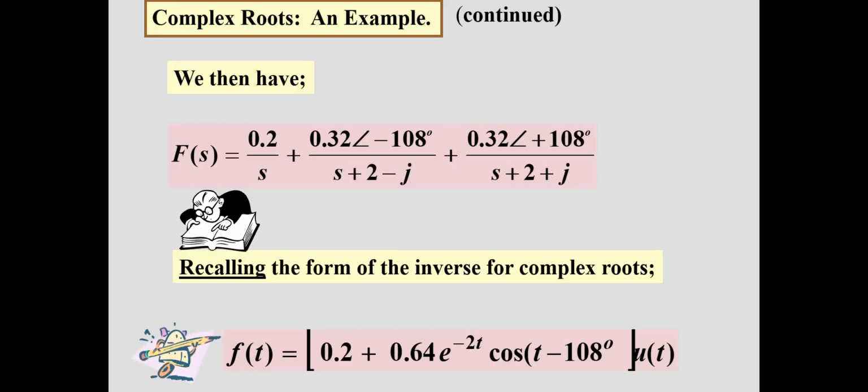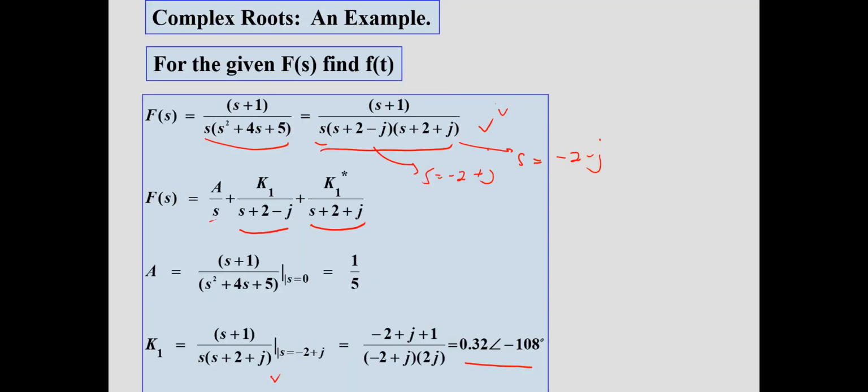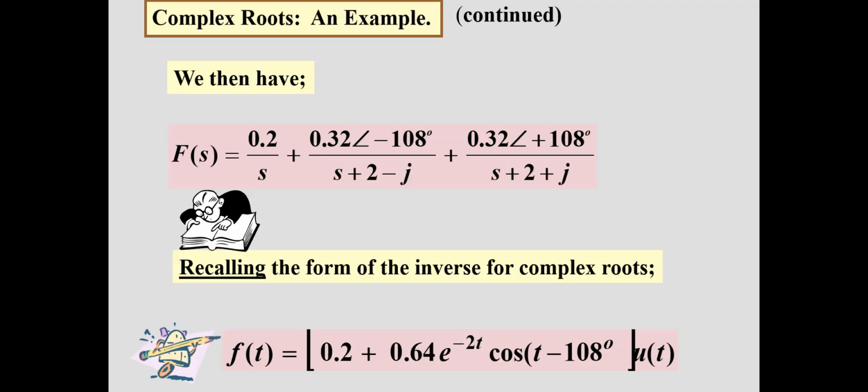And then we got the total of F(s). This is from A, this is for K1, and this is for K2. And then we got F(s) is this one, 0.2 per s plus 0.32 angle of minus 108 degrees per s plus 2 minus j plus 0.32 angle of plus 108 degrees per s plus 2 plus j.